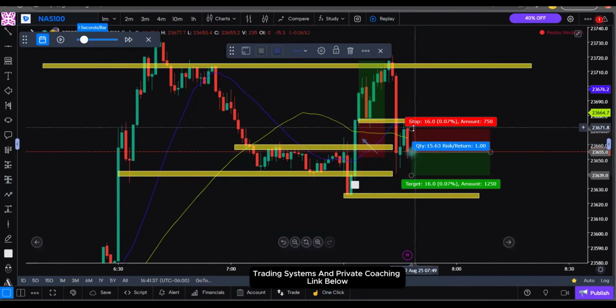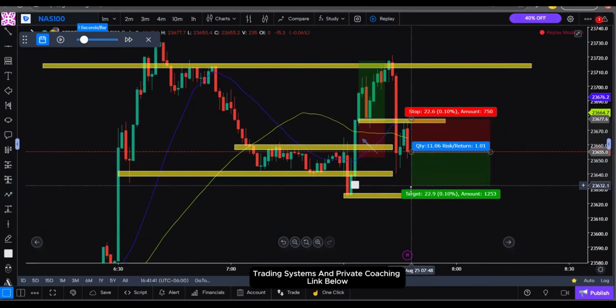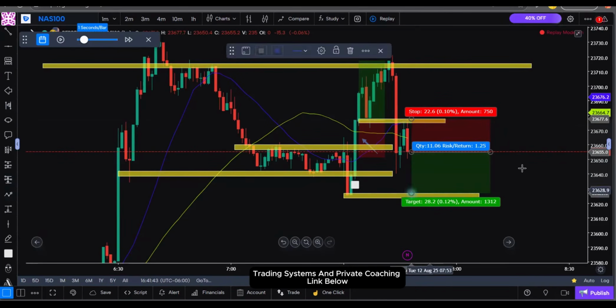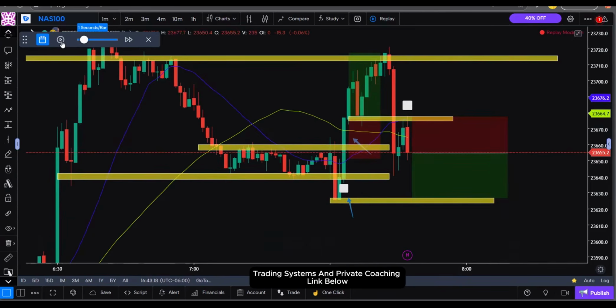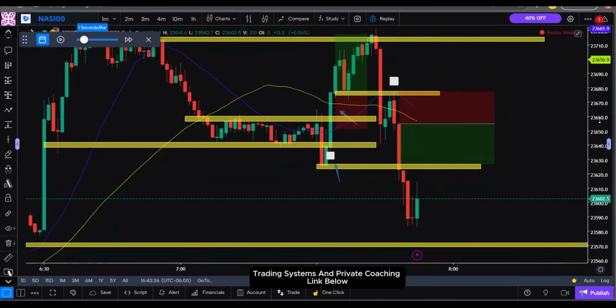Our stop loss is going to be placed above right here, and we can target the next level, which is down here. So now let's see what happens, and target was reached immediately. In just 1 minute, target was reached, guys. So as you can see, this day was really nice.